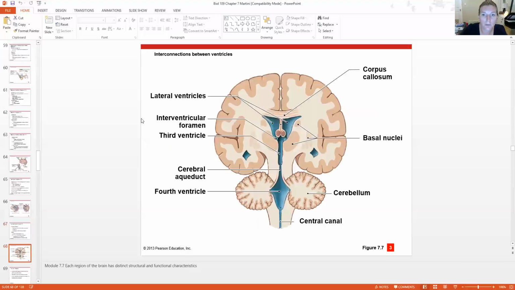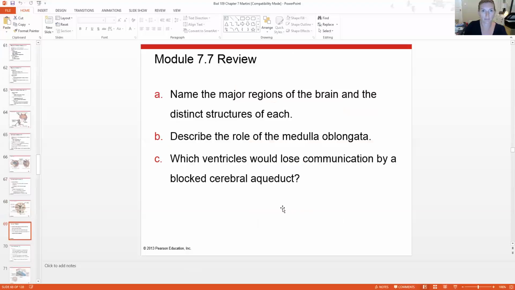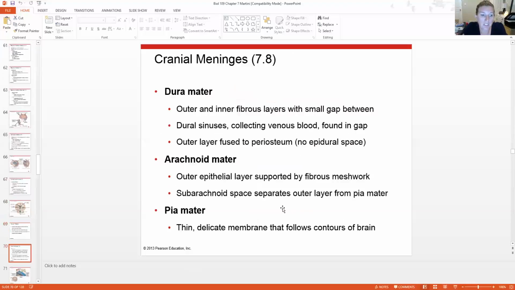Here you see the corpus callosum, the right and left, and some of our ventricles from this anterior frontal section. You can pause the video, go back and review. Let's talk about the meninges. The meninges are the coverings of our brain.